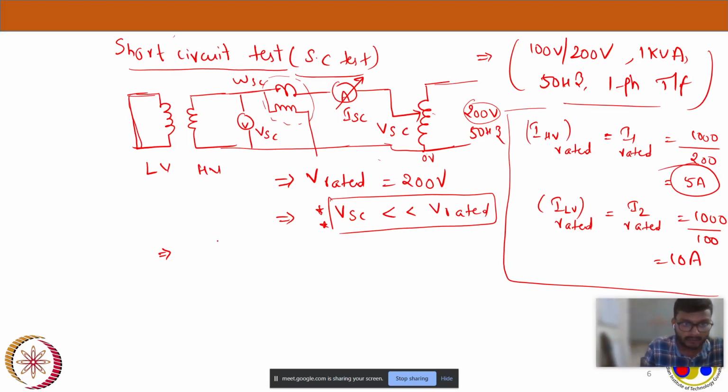And can someone tell me what my WSC reads? It is nothing but ISC square, I square R, right? R_e2. That is the resistive component in my equivalent circuit of the transformer, and from this we will calculate R_e2.